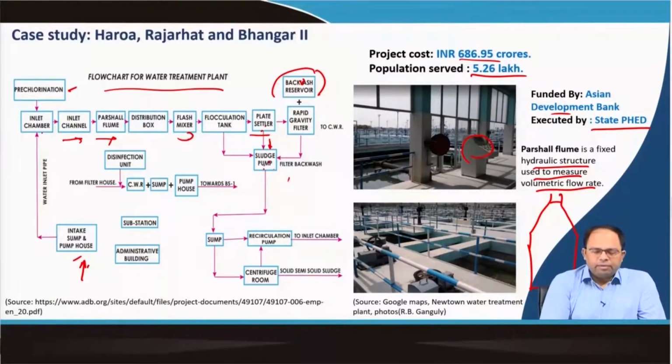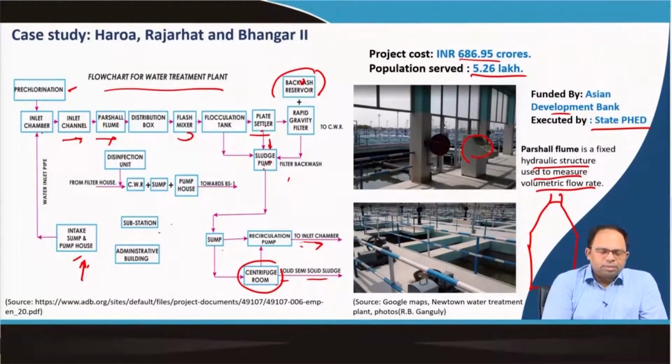reservoir. And then the sludge is actually taken to a sump where there is a recirculation pump to the inlet chamber. So, you see that sludge is recirculated back into the system. To some extent, we have a solid sludge formed in the centrifuge room where the sludge is rotated. That means some amount of dewatering is taking place over here.